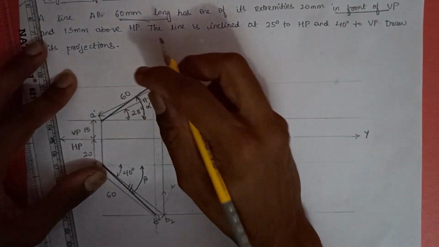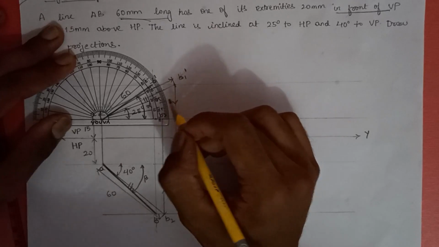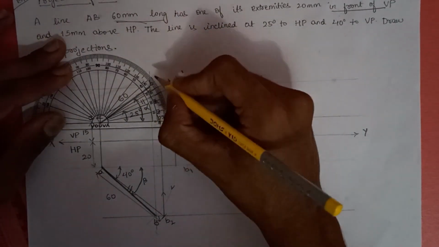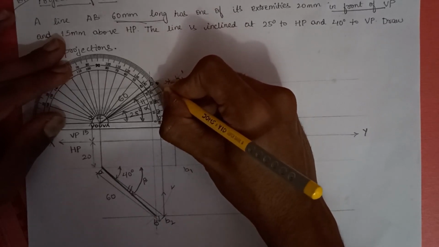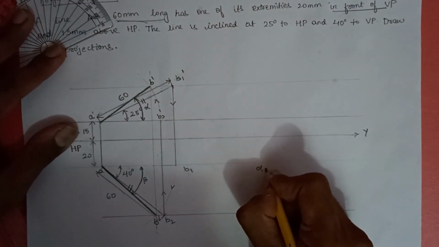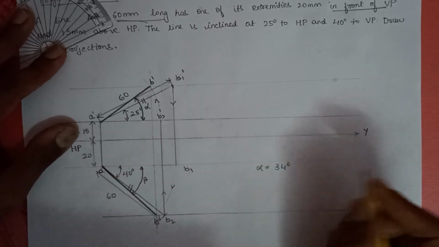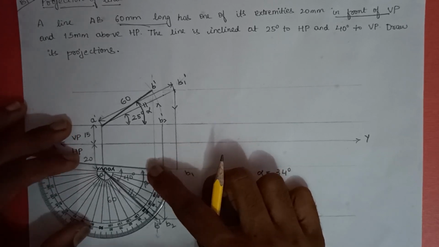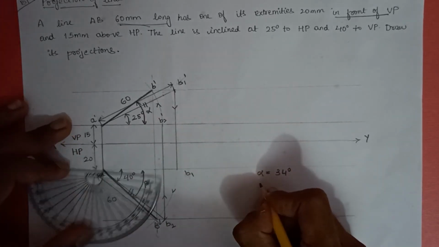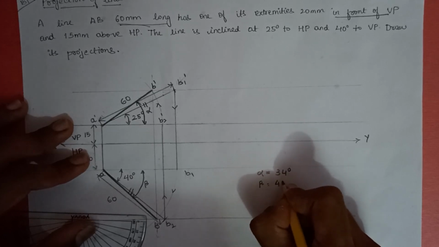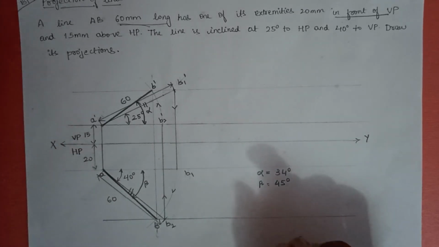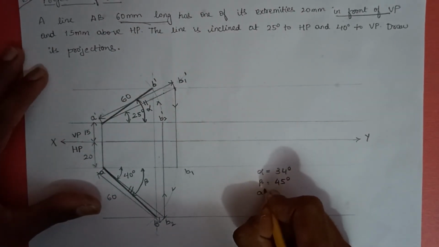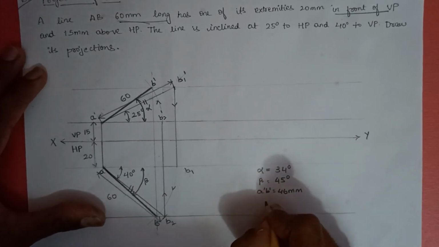Now finally what you guys need to do is take your protractor and check the inclination of A dash B dash. I'm finding it to be 35 degrees. It's 34 degrees, and you write here alpha equals 34 degrees. After that, measure the inclination of AB, that is beta. Okay, I get it as 45 degrees. Beta equals 45 degrees. And you need to write the height of A dash B dash and AB. When you do that, you get 46 mm and 56 mm.